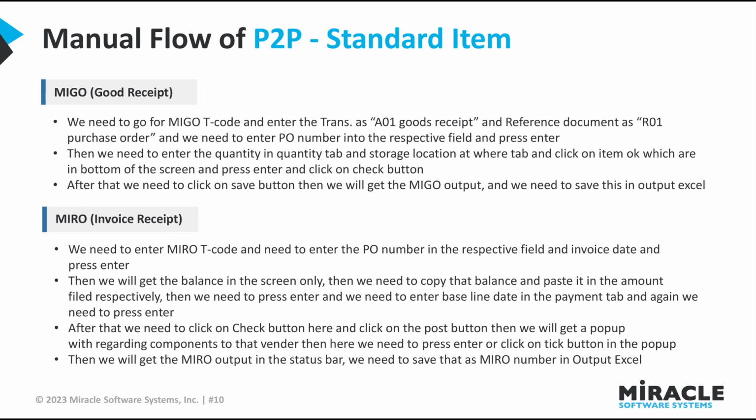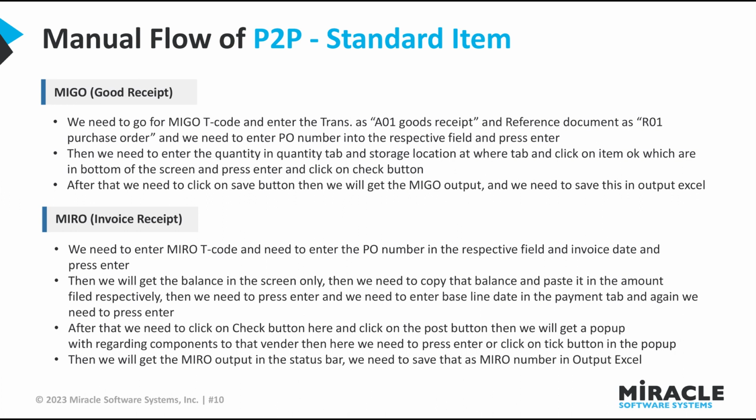We need to go to the MIGO T code and enter the transaction as A01 goods receipt and the reference document as R01 purchase order, and we need to enter the PO number into the respective field and press enter. Then we need to enter the quantity in the quantity tab and the storage location in the where tab, click on item OK, which is at the bottom of the screen, and click on the check button. After that, we need to click on the save button, then we get the MIGO output and we need to save it in the output Excel.